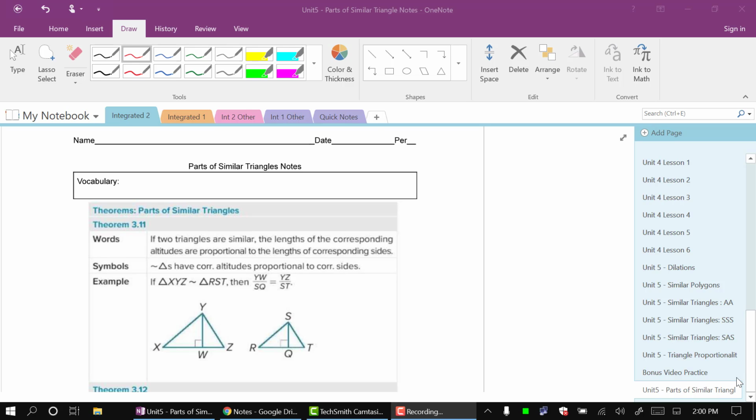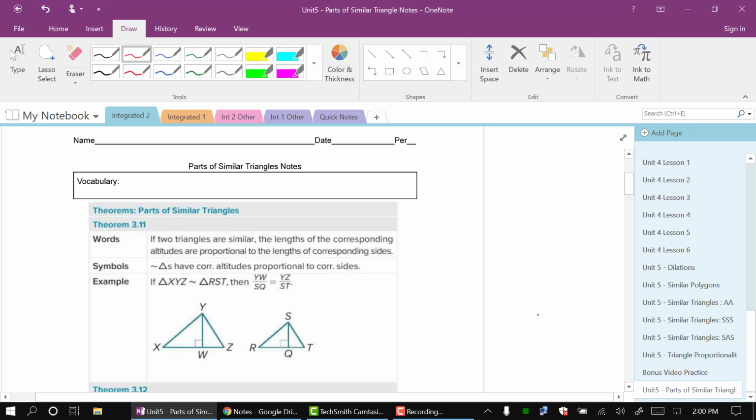Today we're going to be looking at Unit 5, parts of similar triangles. Let's start off with some theorems. Theorem 311 says if two triangles are similar, the lengths of the corresponding altitudes are proportional to the lengths of the corresponding sides. So our altitudes are right here in the middle.